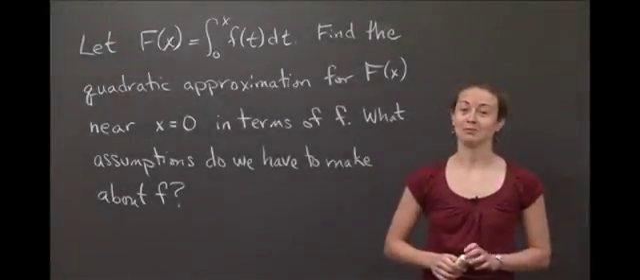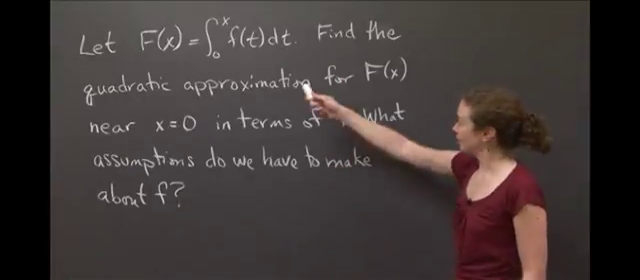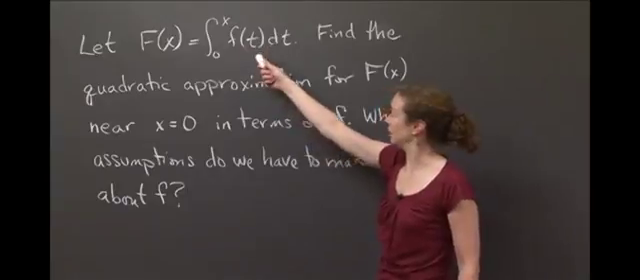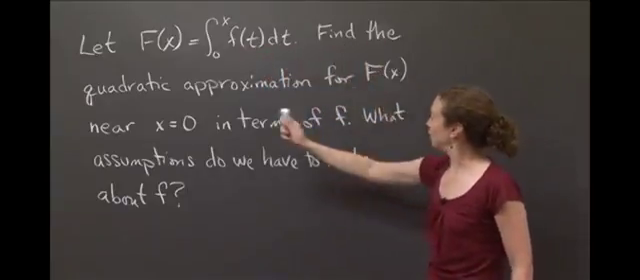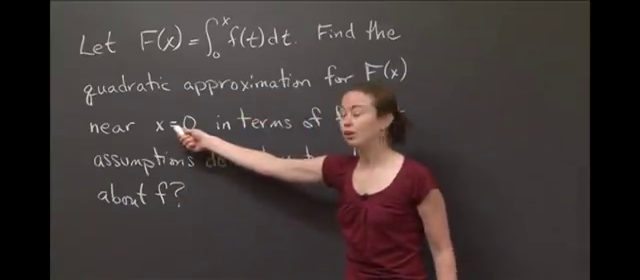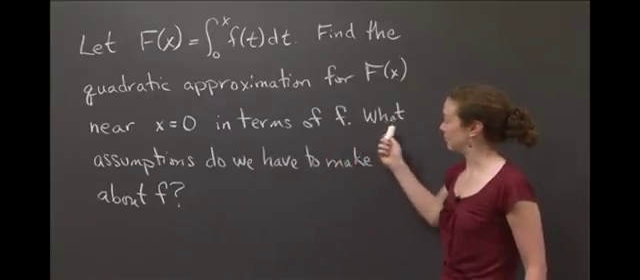Welcome back to recitation. In this video, I'd like us to work on the following problem. We're going to let capital F of x equal the integral from 0 to x of little f of t dt. And I want us to find the quadratic approximation for big F near x equals 0 in terms of little f. And then I want us to answer this question.